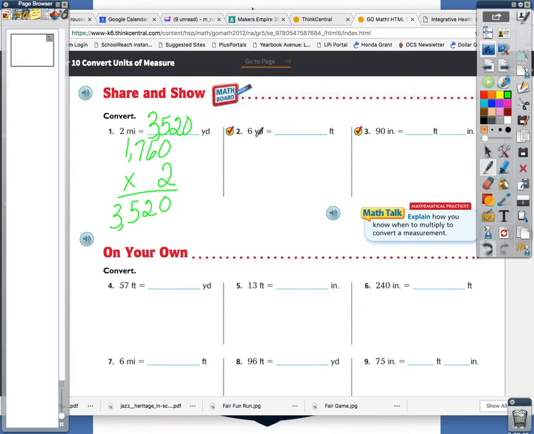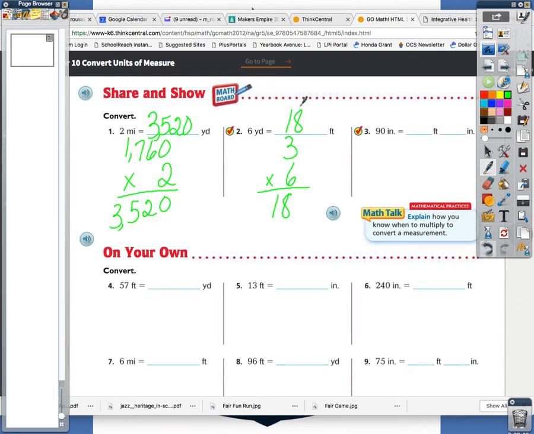The next problem, we're converting yards to feet. Again, the first thing we need to think about is which unit is larger. Yards are larger than feet, so that means we're converting a larger unit to a smaller unit. So again, that means we need to multiply. We're going to multiply the 6 because that's the number of yards that we have to convert. And the other number is going to come again from the chart. We'll look for the relationship between feet and yards. And we see that 1 yard equals 3 feet, so we will multiply 6 times 3, and that gives us a total of 18 feet.